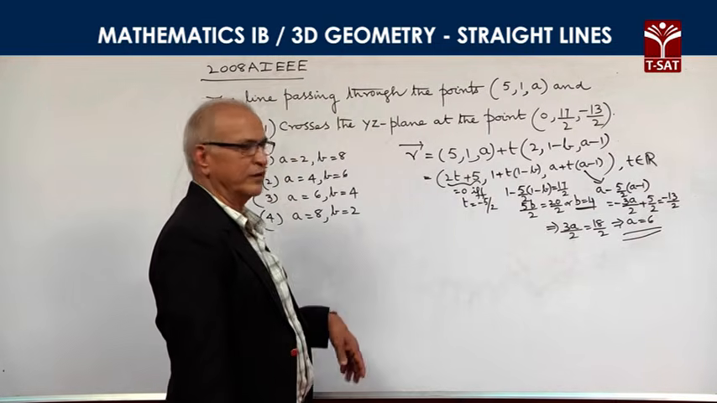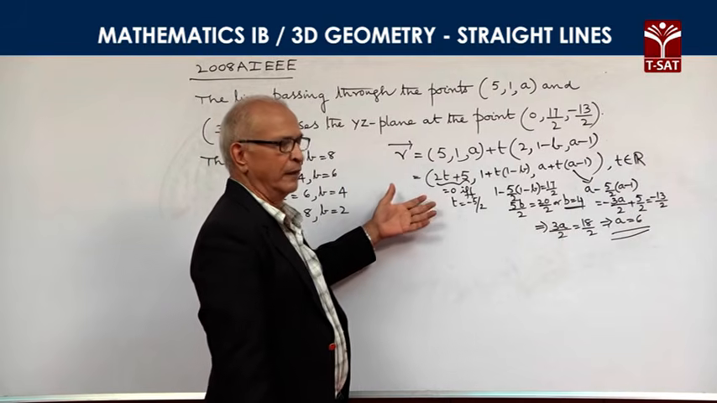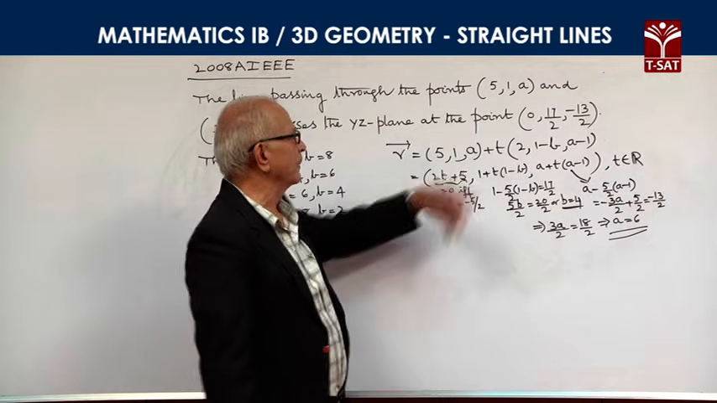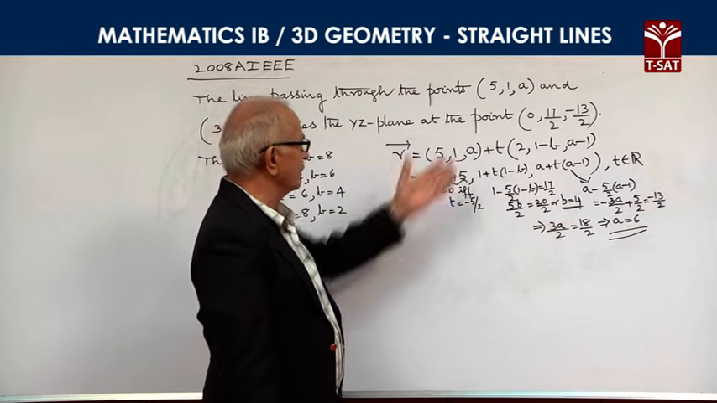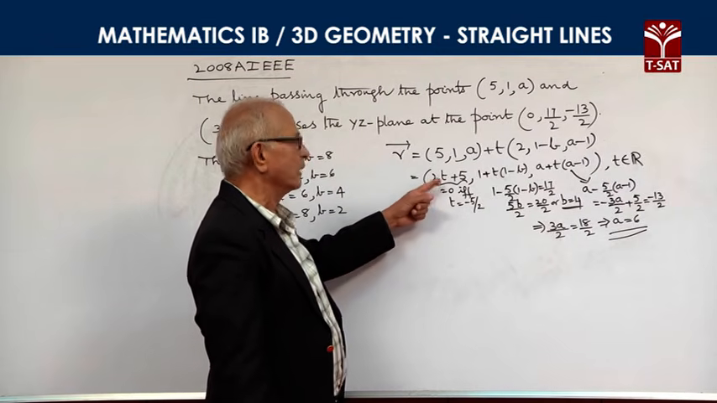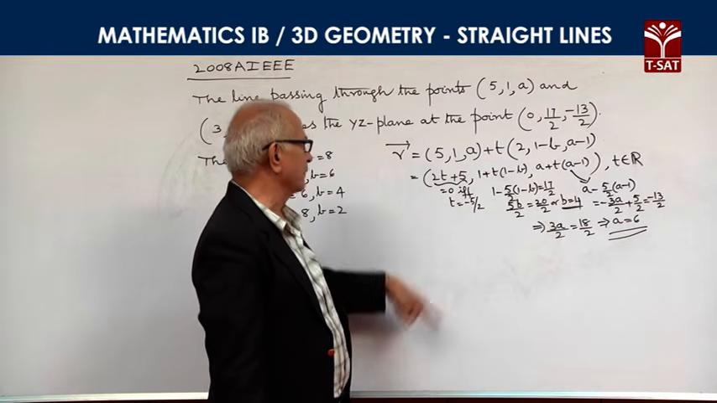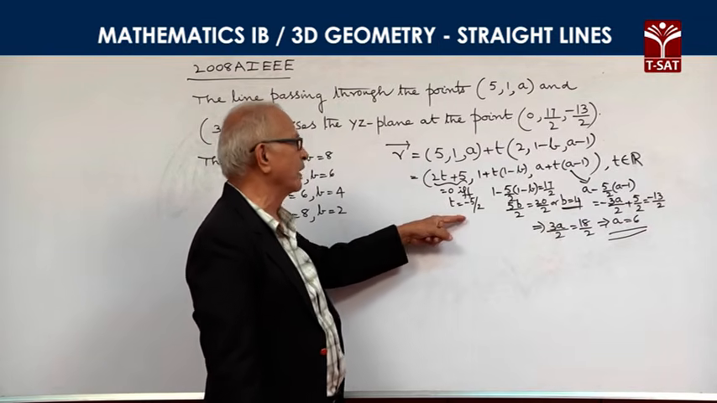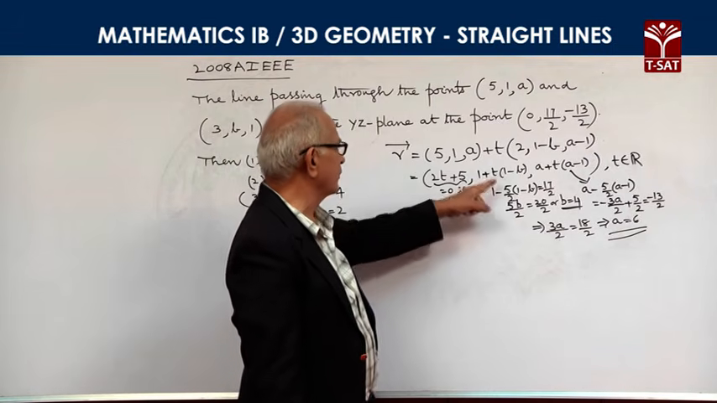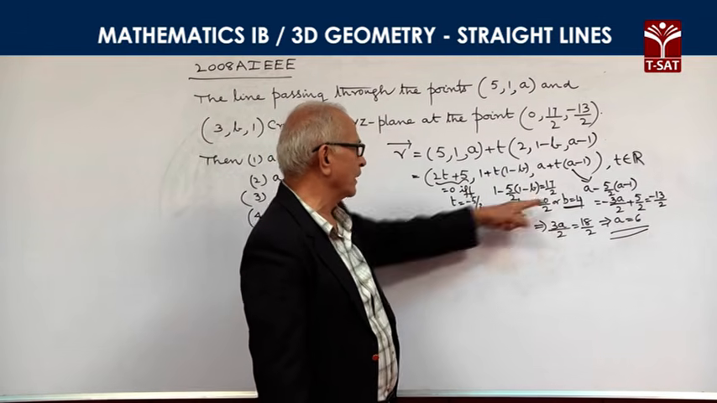Follow the method. First of all, I have written the coordinates of any point on the line in the parametric form and have made use of the hypothesis that the line meets the yz plane at the point with the coordinates 0, 17 by 2, minus 13 by 2, so that the x-coordinate of this point must be 0. That happens only when t equal to minus 5 by 2. For t equal to minus 5 by 2, I just substituted in the y coordinate and equated to 17 by 2, so that you are getting the value of b, that is 4.